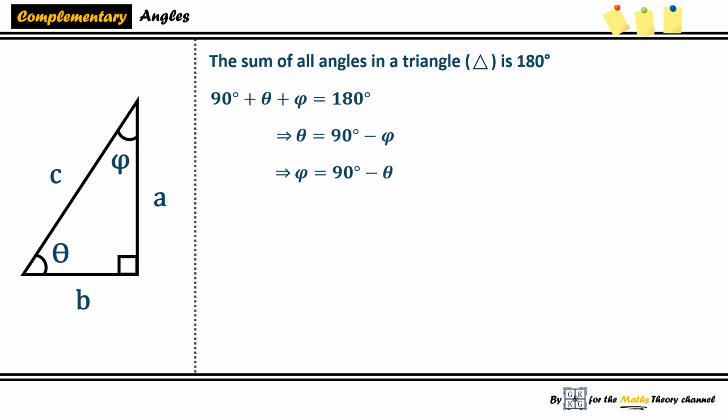So 180 degrees minus 90 degrees is 90 degrees. And then we can pull the other term to the other side. And we have theta equals 90 degrees minus phi, or phi equals 90 degrees minus theta. So far so good. All right.